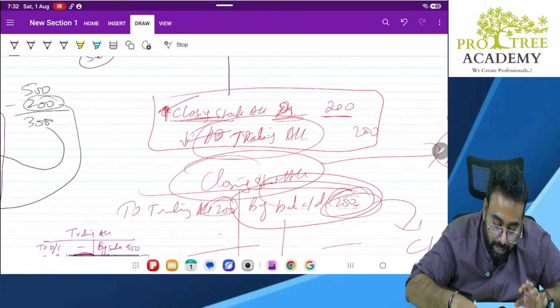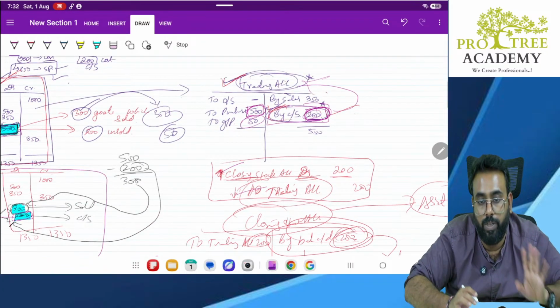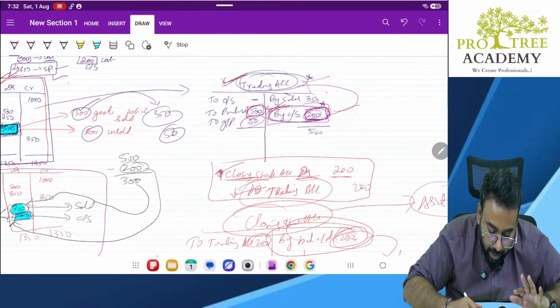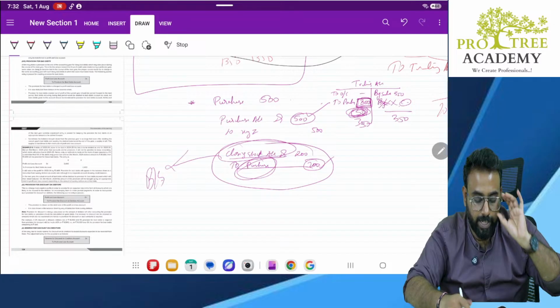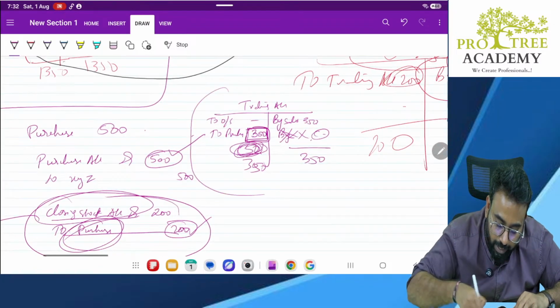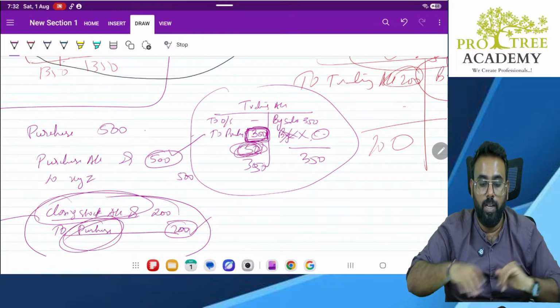So what is the difference? Here the difference is closing stock is created in trading account. Here closing stock is created from purchases account. That is why when you prepare the trading account, your purchase will show net balance only.